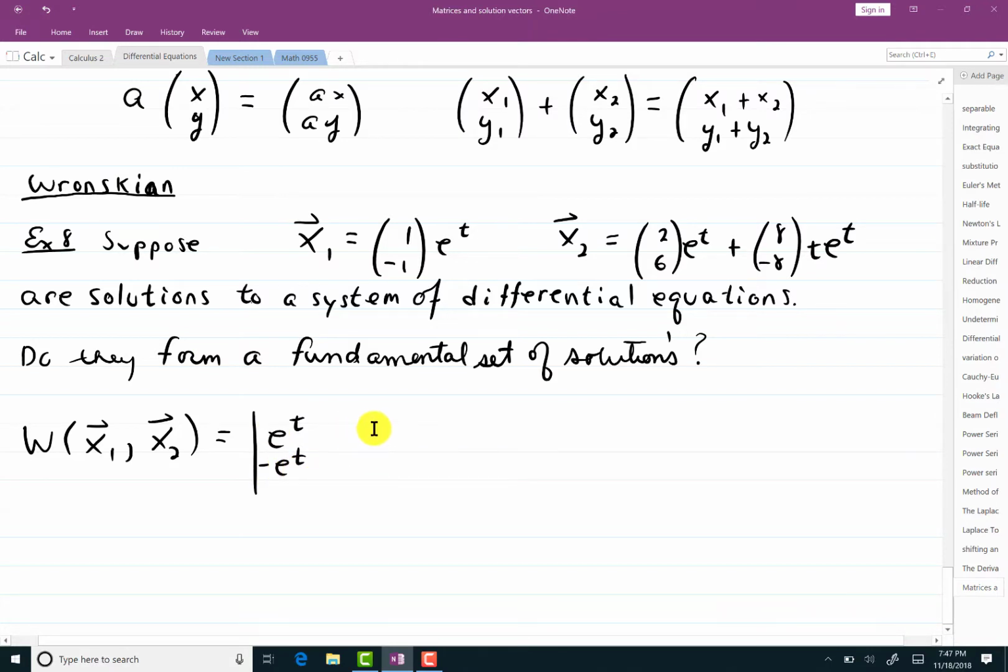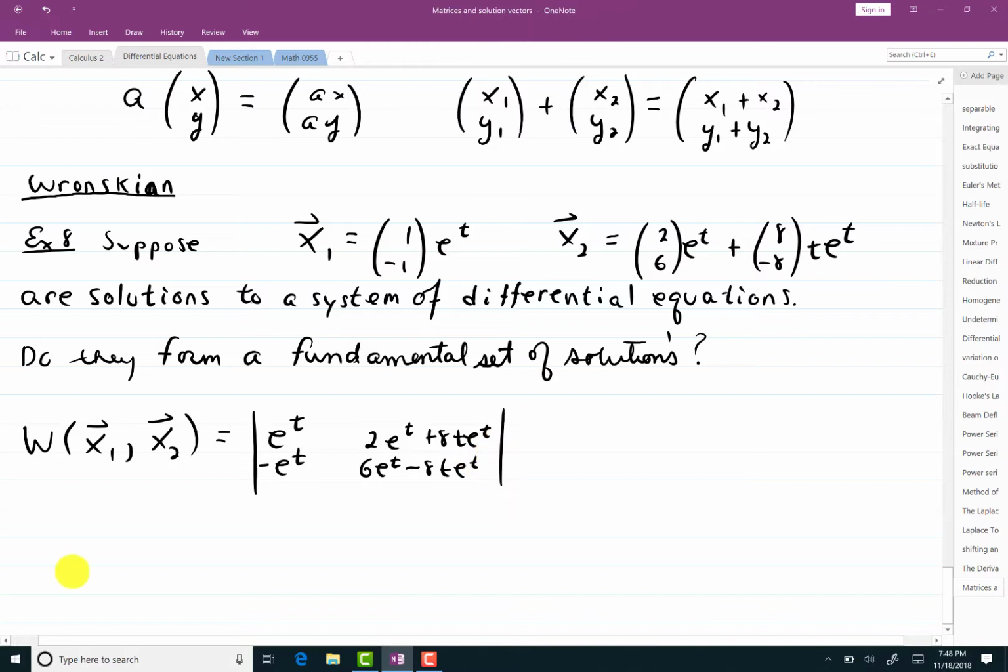This is just a straight up determinant. I'm not sure Wronskian is the best word for it. This is just the determinant. If the determinant is non-zero, the system of equations is linearly independent. Here we'll have 2e to the t plus 8t e to the t. And then we have 6e to the t minus 8t e to the t.